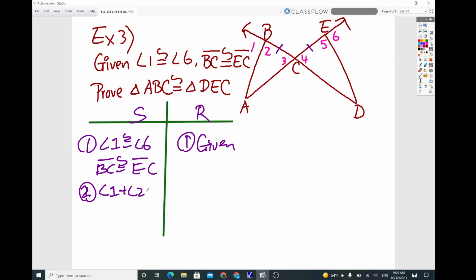So this one is considered 180 degrees. You can say that's a linear pair or supplementary angle. Same thing happened with angle 5 and angle 6, 180 degrees. So this one, its definition of linear pair.